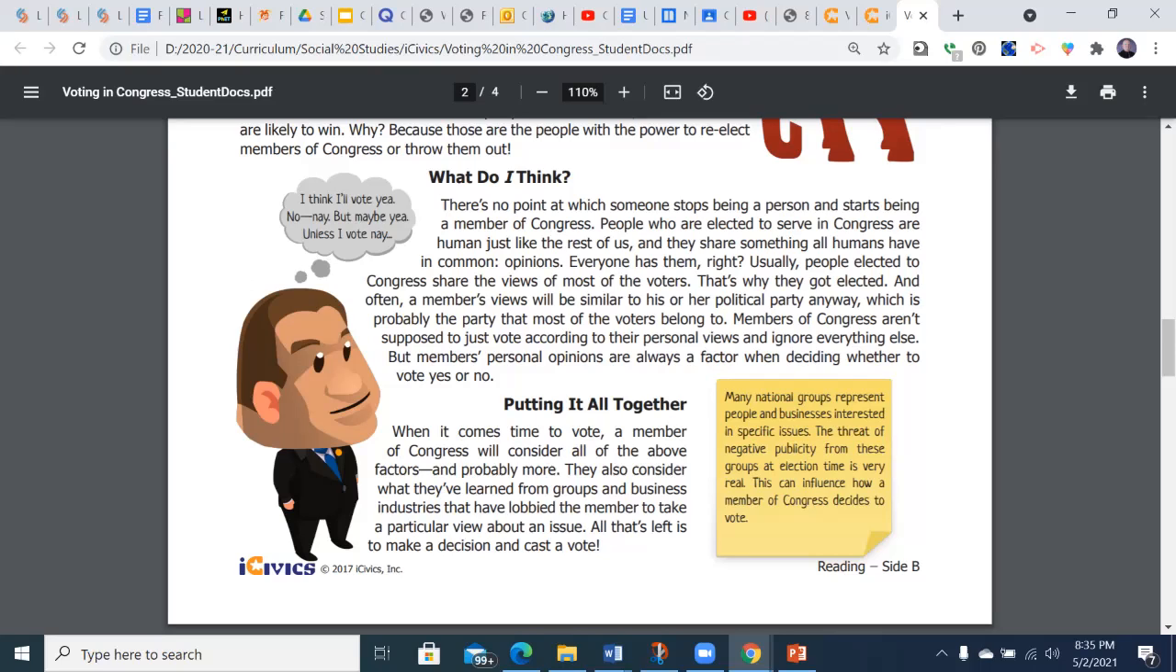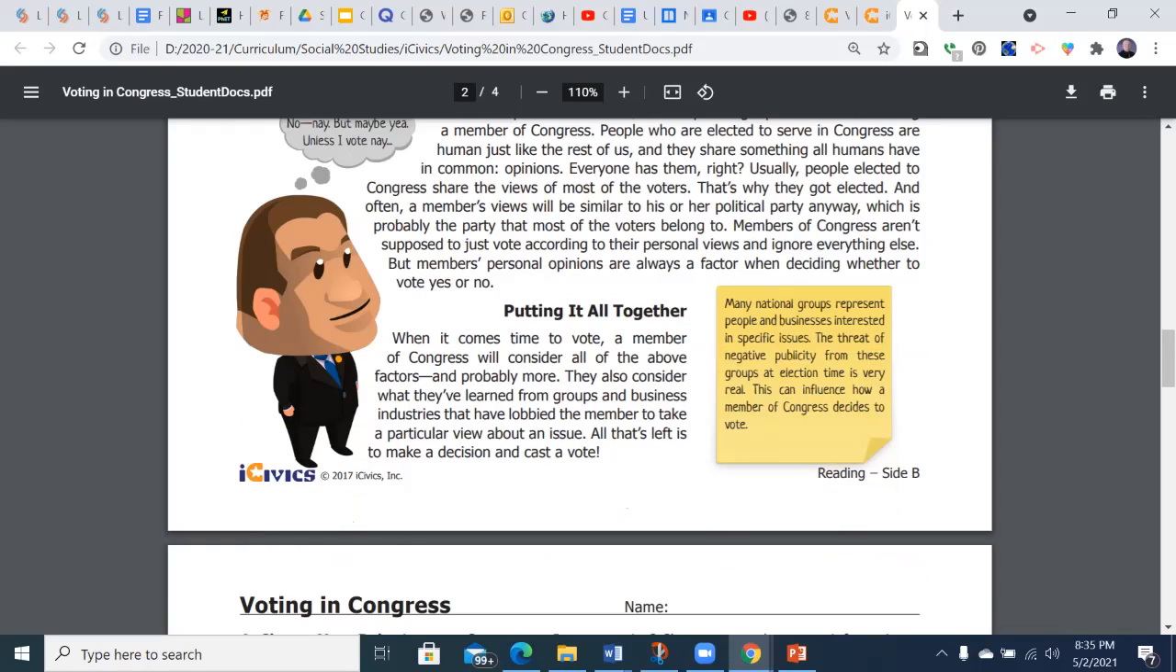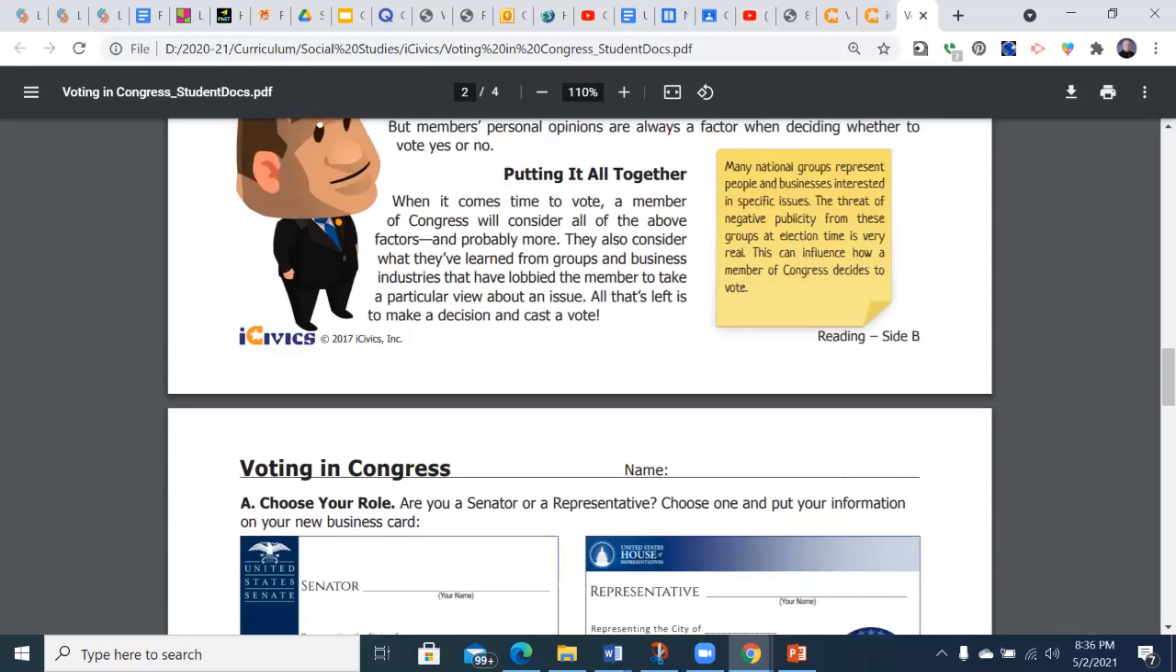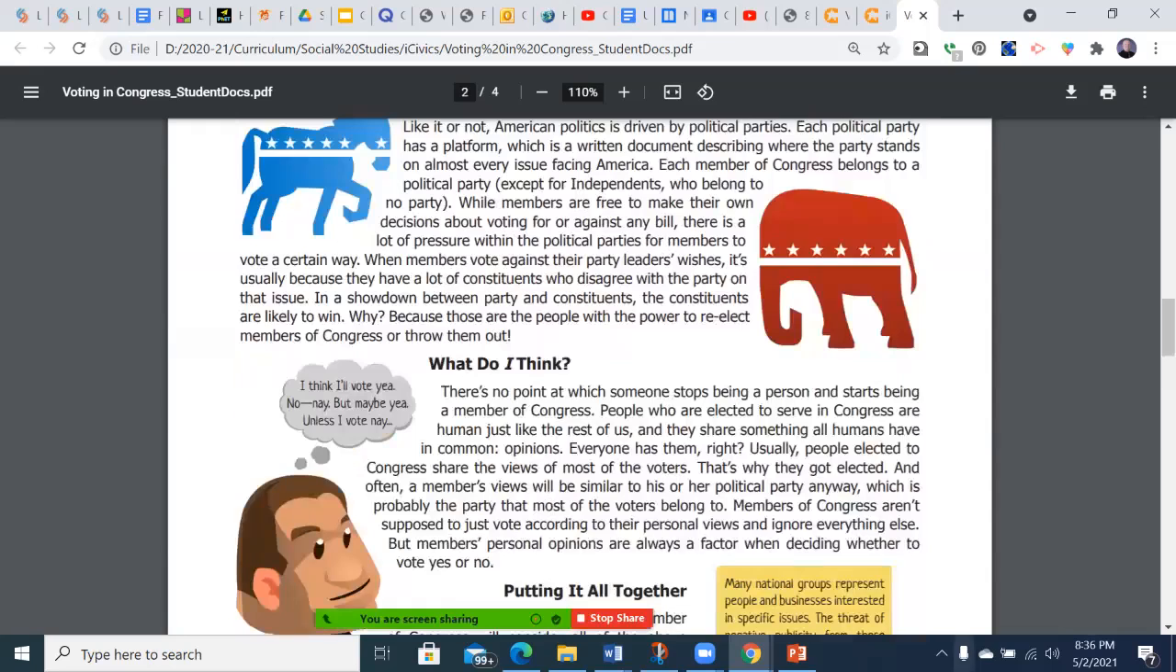Members of Congress aren't supposed to just vote according to their personal views and ignore everything else. But members' personal opinions are always a factor when deciding whether to vote yes or no. Putting it together, when it comes time to vote, a member of Congress will consider all of the above factors and probably more. They also consider what they've learned from groups and business industries that have lobbied the members to take a particular view about an issue. All that's left is to make a decision and cast a vote.